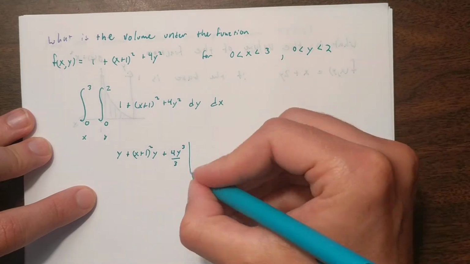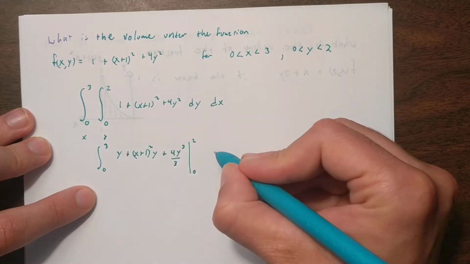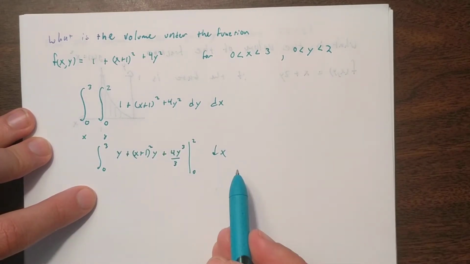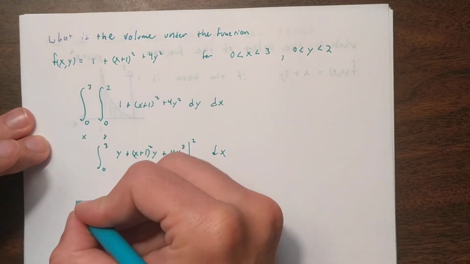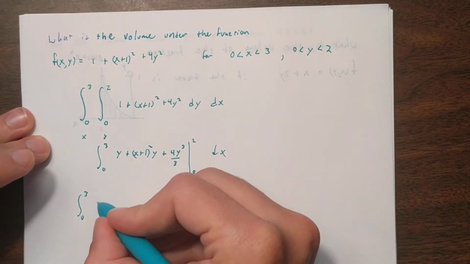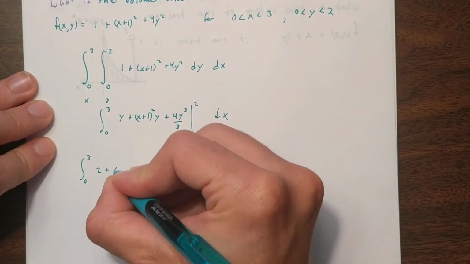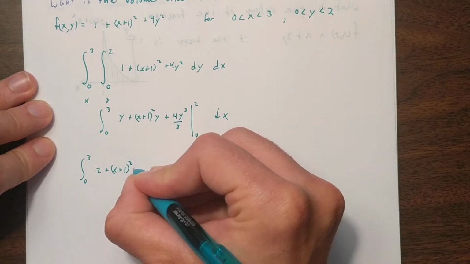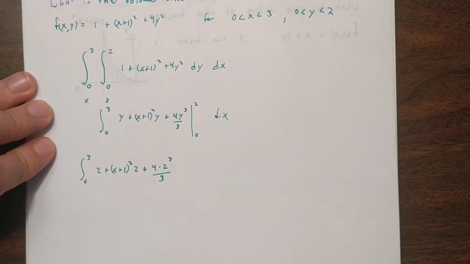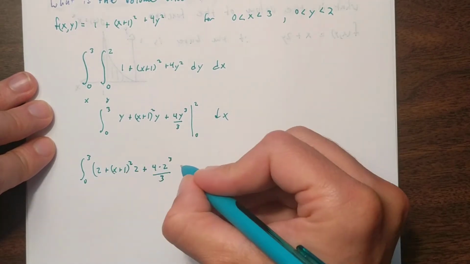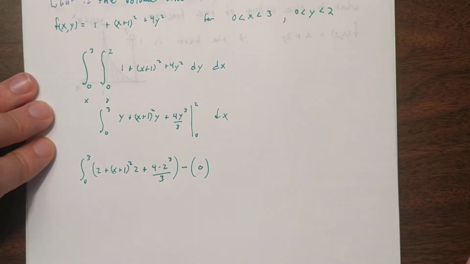Now, I want to do this from 0 to 2. Then we have the integral from 0 to 3 dx. So that goes on the outside still, because we haven't integrated with respect to x yet. So when I plug in the 2, I get 2 plus (x plus 1) squared times 2 plus 4 times 2 cubed over 3, like so. But that's just the first. Now I need to subtract when y is 0. Luckily, when y is 0, this whole thing goes to 0.